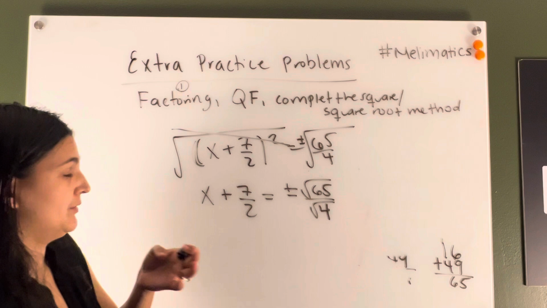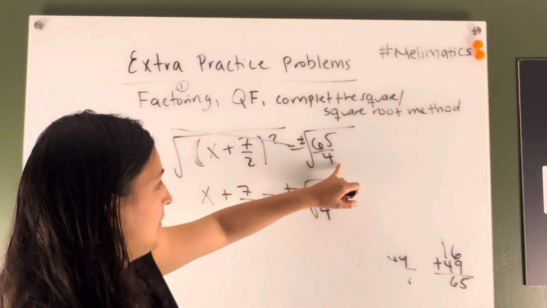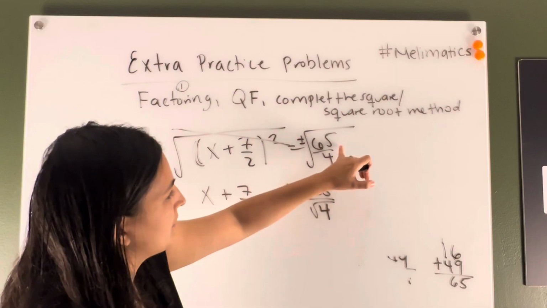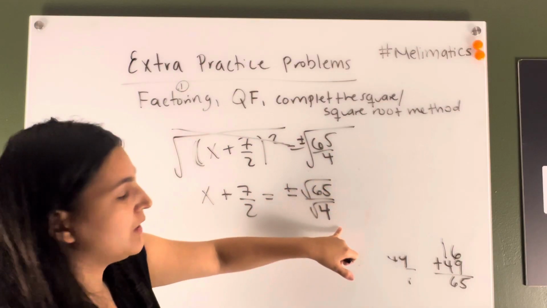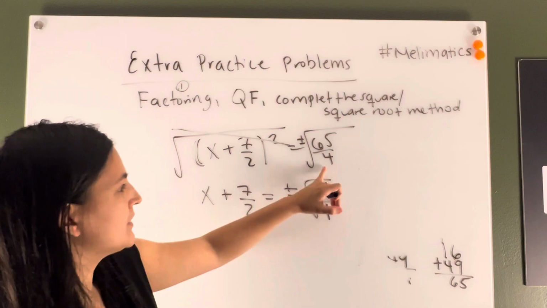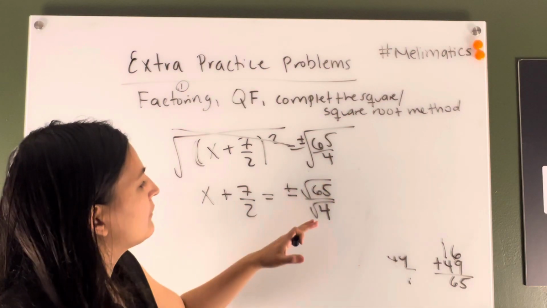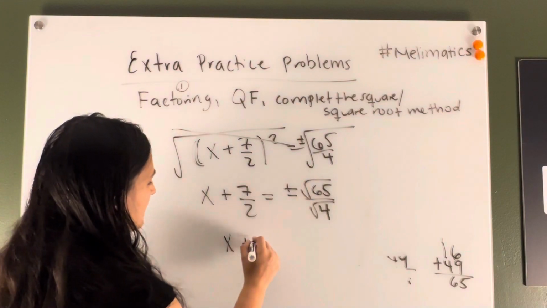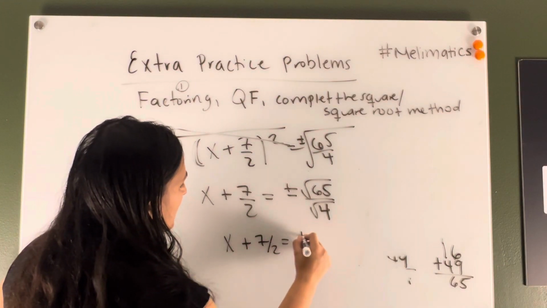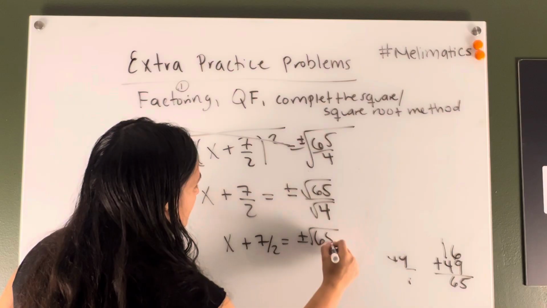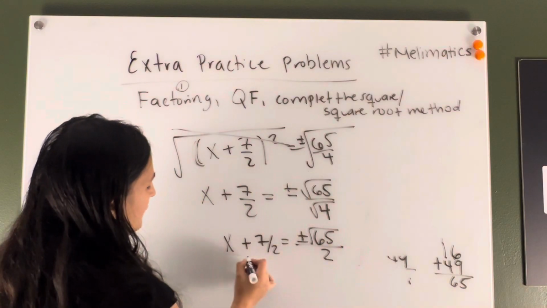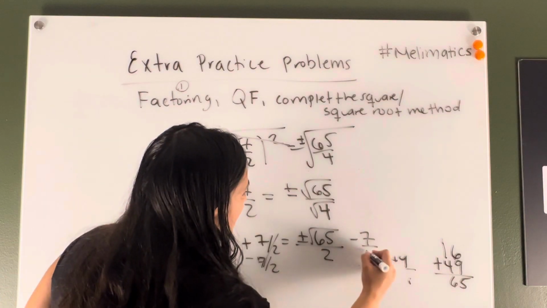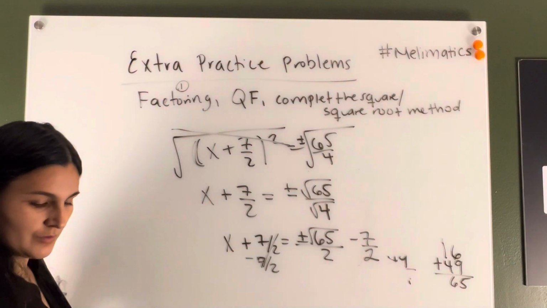Now, you may or may not know this, but because a fraction is under the square root, I can split it into the square root of 65 over the square root of 4. And why would I do that? Because usually the denominator is a perfect square. So of course you know the square root of 4 is 2. So it's going to be x plus 7 over 2 equals plus or minus the square root of 65 over 2. And then of course, last but not least, subtract that fraction, minus 7 over 2, and you're going to have your answers.